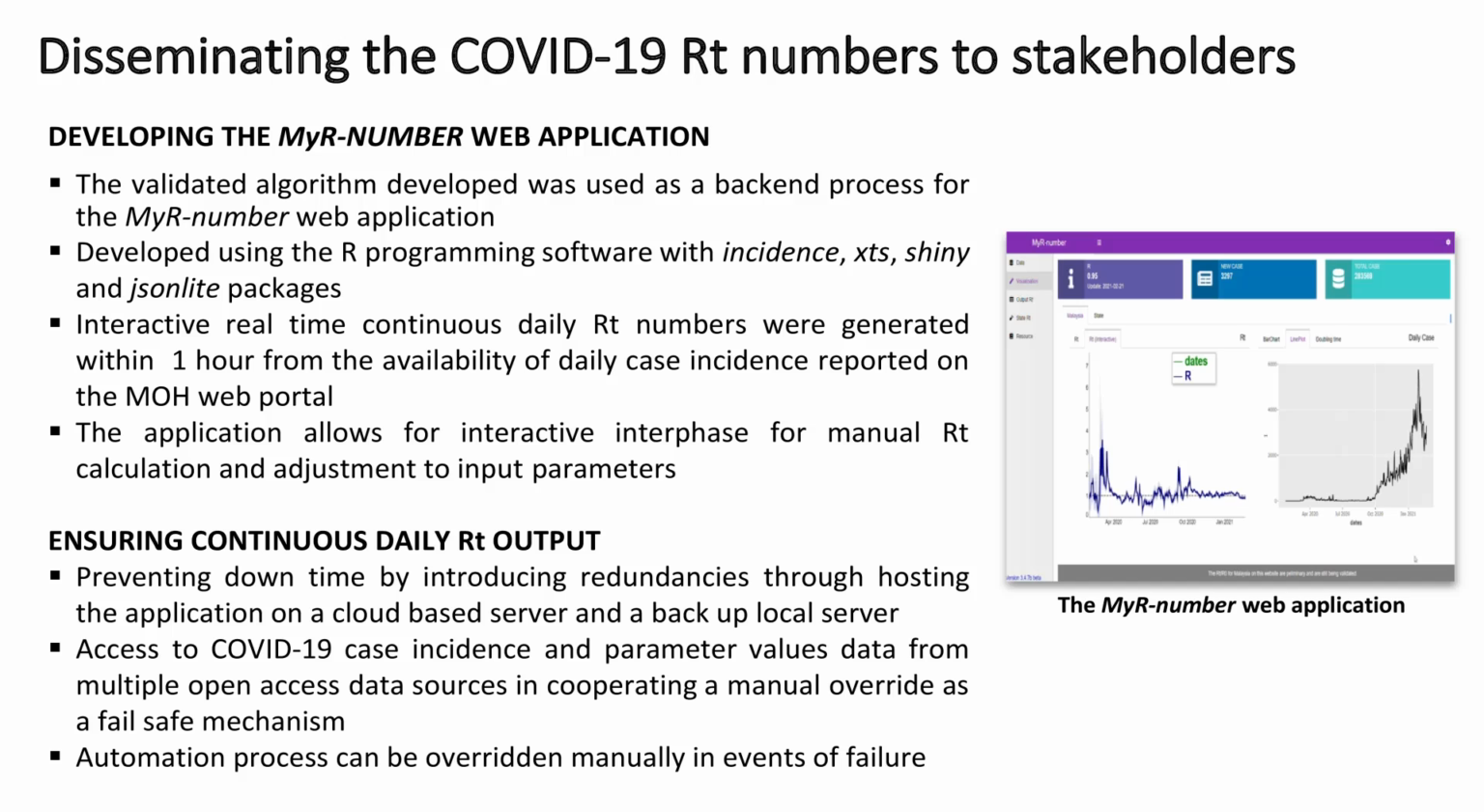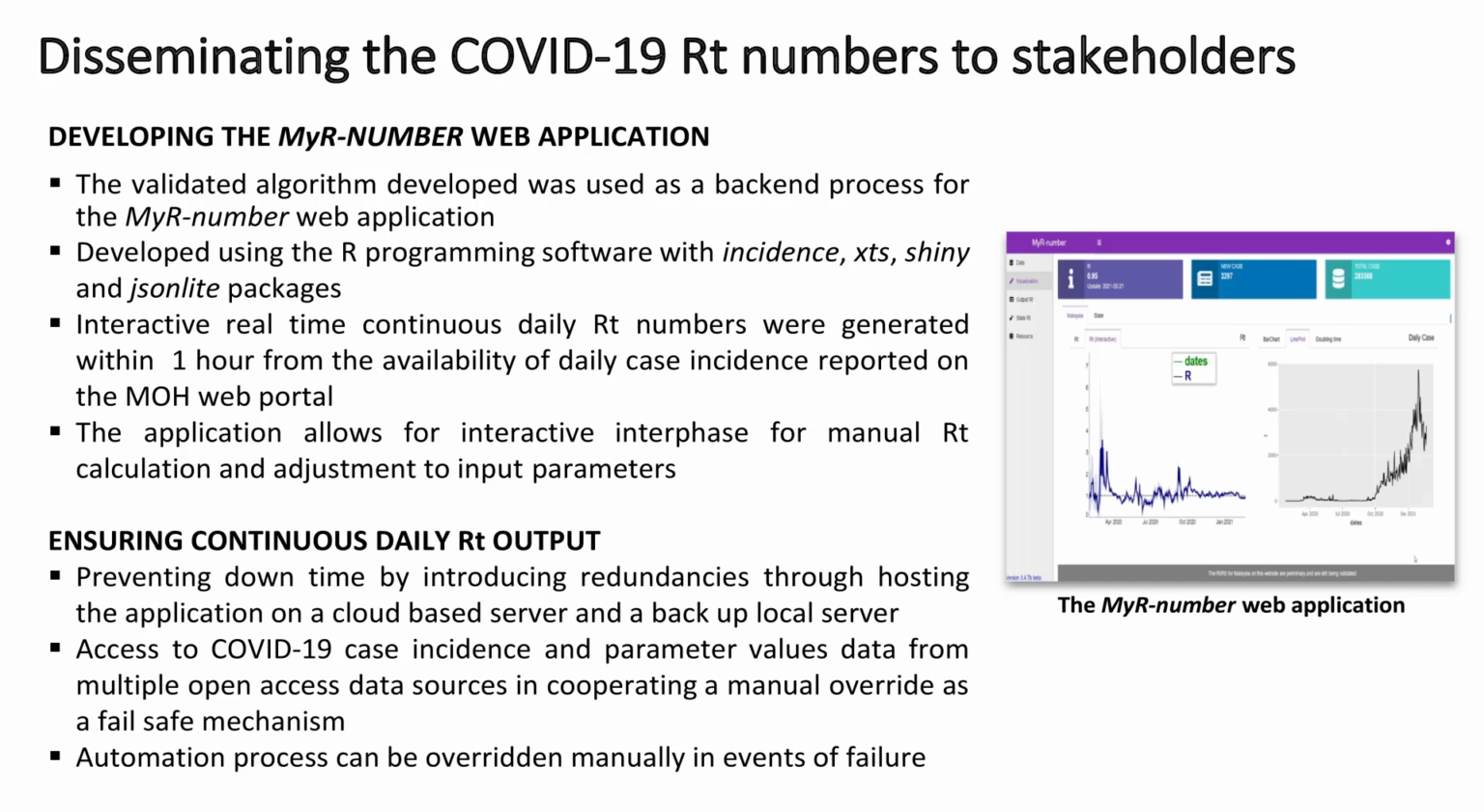This was done by developing the MyR-Number Web Application system, a system which uses the validated statistical algorithm as a backend for the application that was developed using the R programming software with the Incidence, XTS, Shiny and Yesunite packages. Interactive real-time continuous daily RT numbers were generated within 1 hour from the availability of daily case incidents reported on the Ministry of Health web portal. This application allows for an interactive interface for manual RT calculation and adjustments to input parameters as well.